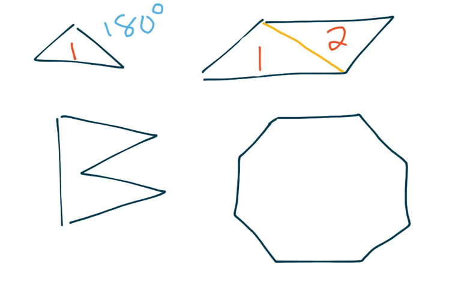What about a five-sided figure? Well, we just need to go corner to corner. So there's one triangle. And when we go corner to corner, there's two. And oh look, we made a third. So 3 times 180 gave us 540 degrees.